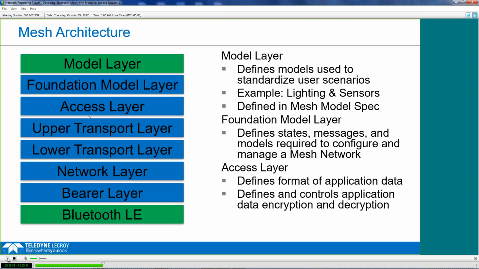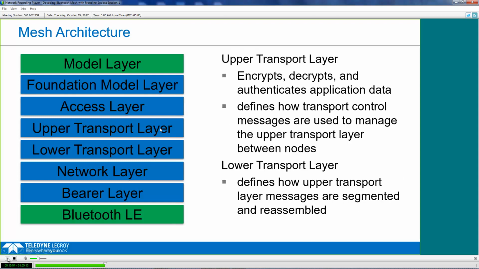The foundation model defines the state, messages, and models required to configure and manage a mesh network. This is defined in the core spec. The access layer defines a format of the application data. It controls the application and data encryption and decryption. The upper transport layer encrypts and decrypts your application data. It basically defines how the transport protocol messages are used to manage your upper transport layer. The lower transport layer defines how the upper transport layer message is segmented and reassembled.